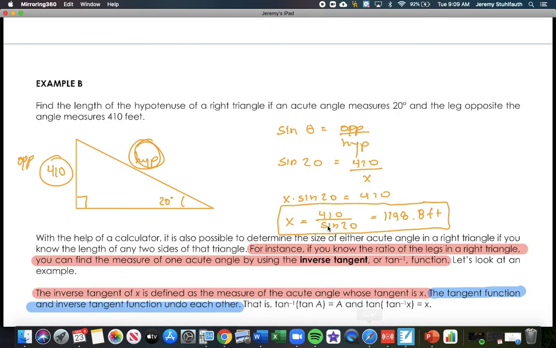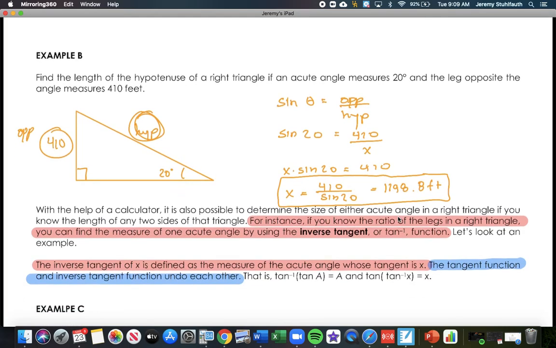So we have x equals, or our hypotenuse is equal to 1,198.8 feet approximately. Now, sometimes we might know the ratio of the legs, but we'll need to find the acute angle. So we might want to find the measure of one of the acute angles in our right triangle. To do that, we're going to use what's called the inverse tangent. It looks like this. It says tangent to the -1 power, or inverse tangent.